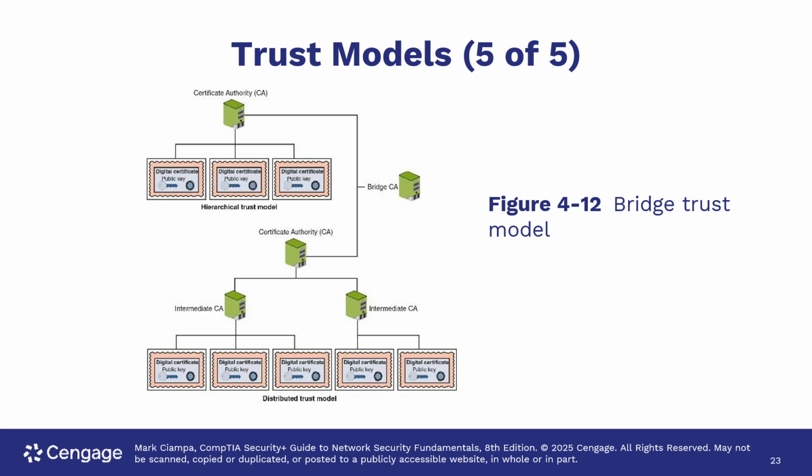And lastly, the bridge trust model. So you can see, again, you have the certificate authority at the top with its 3 digital certificates. You have a bridge CA here to the right that connects the top certificate authority to the bottom certificate authority. That bottom certificate authority then has 2 intermediate certificate authorities. The one on the left has 3 certificates. The one on the right, 2 certificates. That's a bridge trust model.